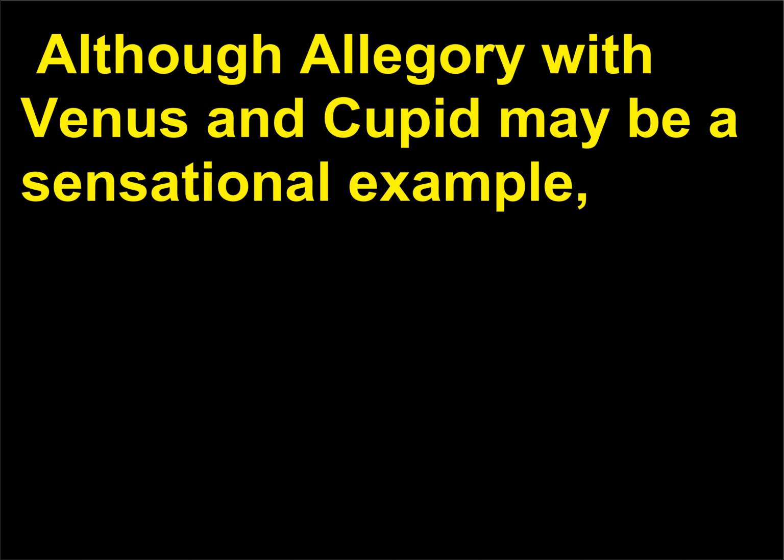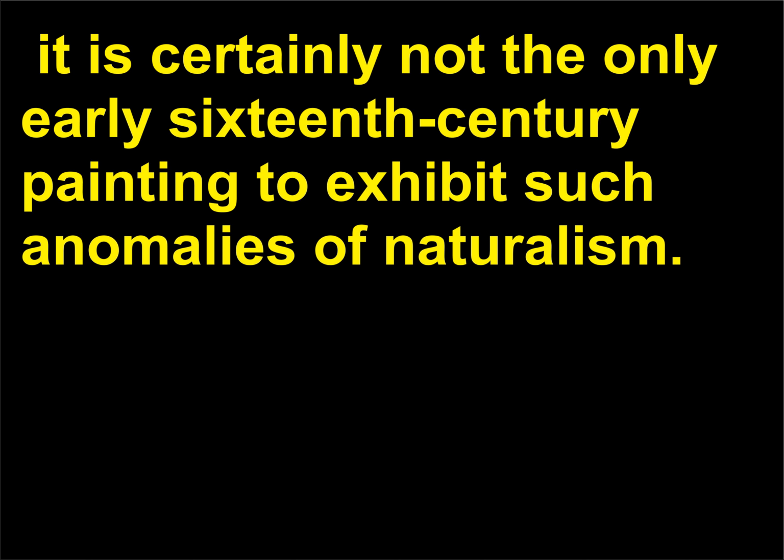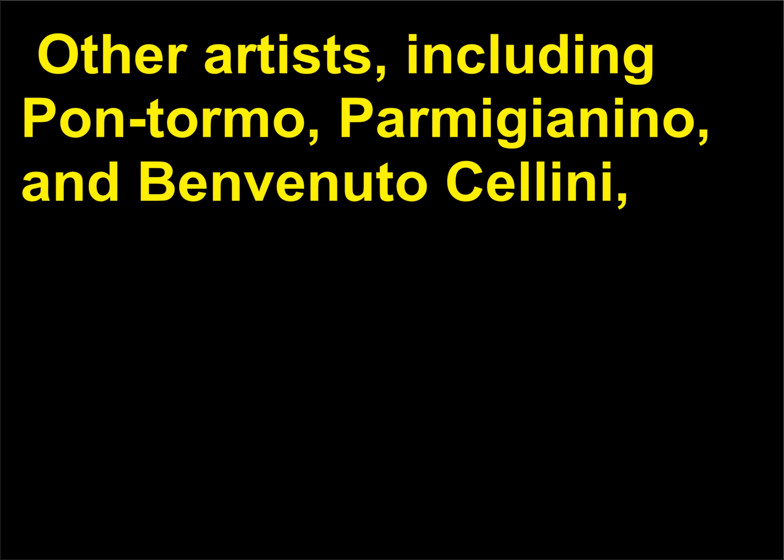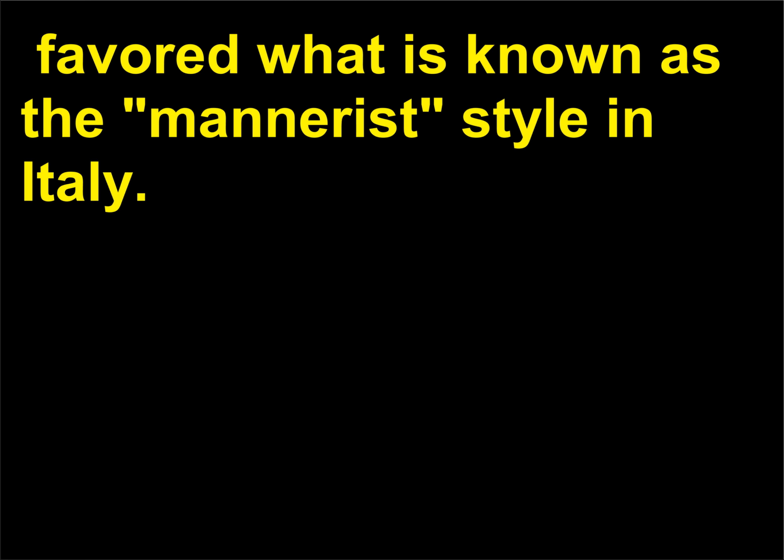Although Allegory with Venus and Cupid may be a sensational example, it is certainly not the only early 16th century painting to exhibit such anomalies of naturalism. Other artists, including Pontormo, Parmigianino, and Benvenuto Cellini, favored what is known as the Mannerist style in Italy.